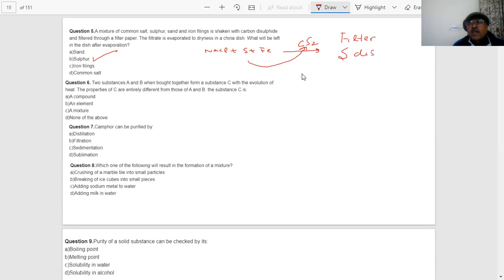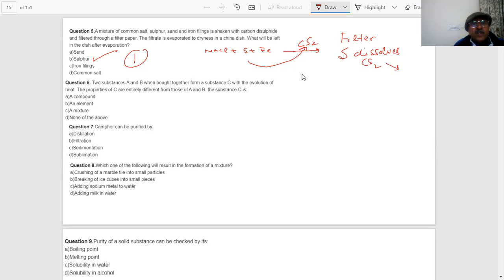Sulfur dissolves in carbon disulfide, and then the two will be separated. This liquid will be evaporated and sulfur will be left. That is the correct answer given by Vidhi and Anya. Next question on the screen.